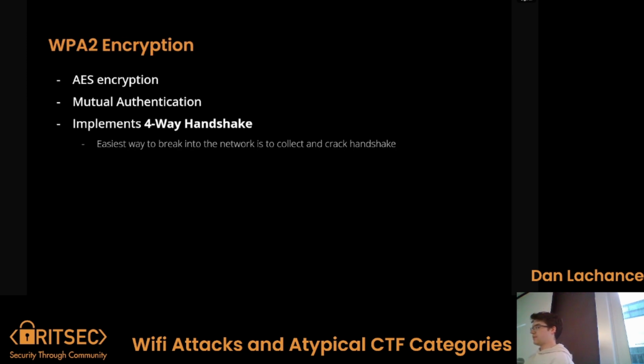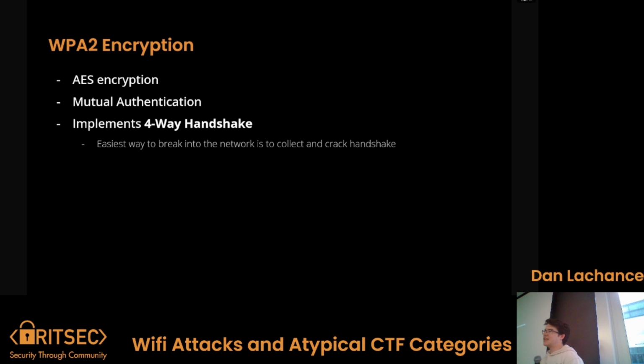So a note on WPA2 encryption, that's what this router was using. That's what most routers use. And it uses AES encryption. So AES encryption, mutual authentication, it implements a 4-way handshake. That's really the big thing that it does. It implements the 4-way handshake so that you can authenticate users as they're connecting to your Wi-Fi network.